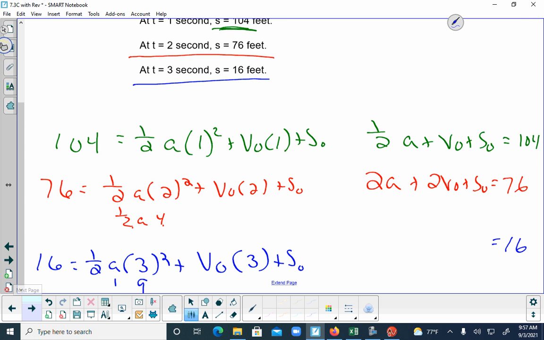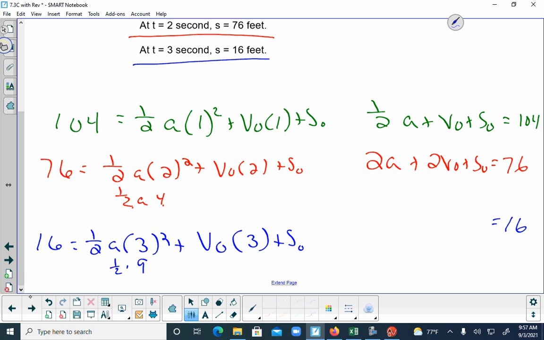9. And what's 9 times 1/2? And don't tell me 4.5. That was even worse. Can we write 9/2? Yeah. I know you don't believe me, but having it as a fraction is going to make it easier than not. Okay. This is V sub 0. So there's my 3 equations, and now I have to solve my 3 equations.